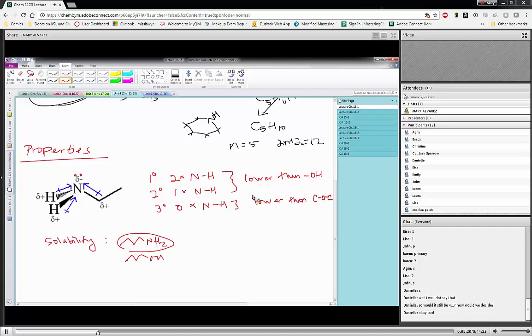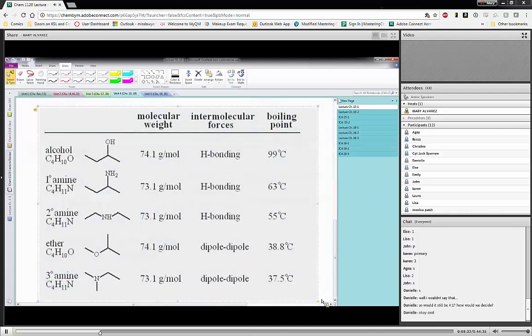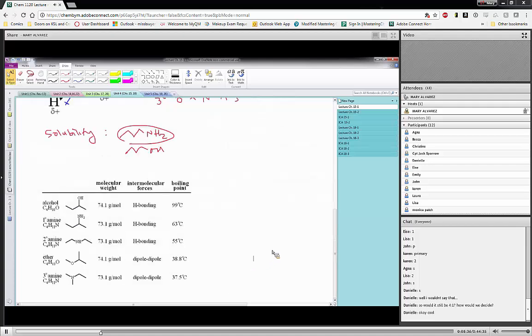But for relative boiling points, here we go. It's a chart from my lecture notes. I like these charts because you just see exactly what I'm talking about. I could talk about relative properties all day long, but when you see the relative properties, it's so easy to say, oh, I get it.